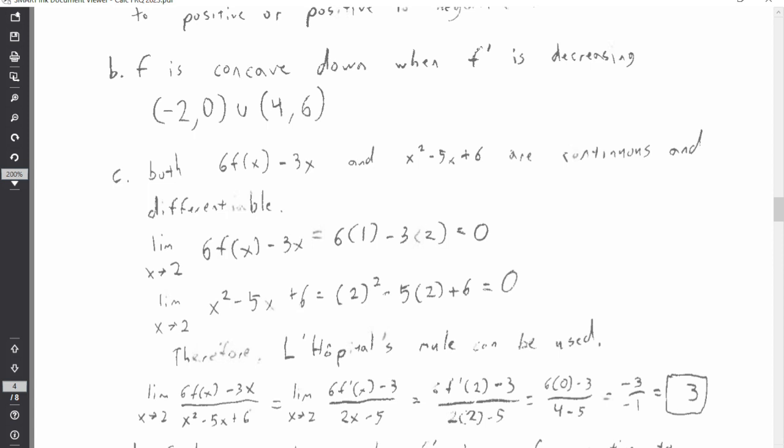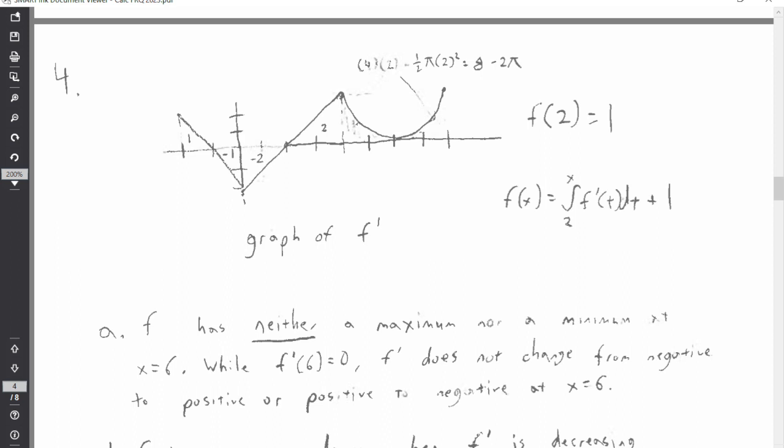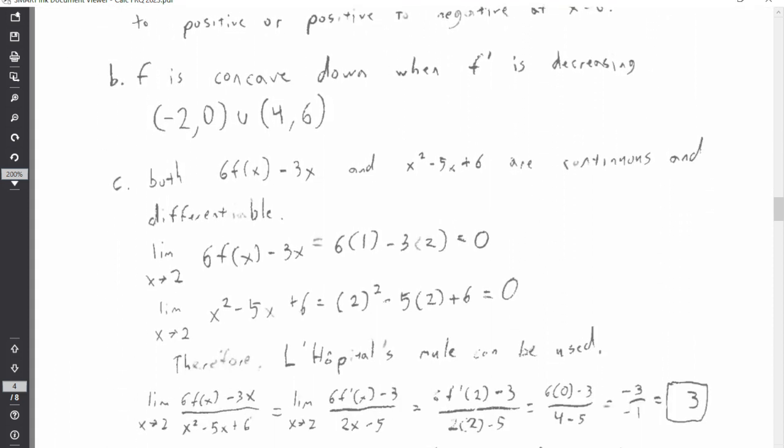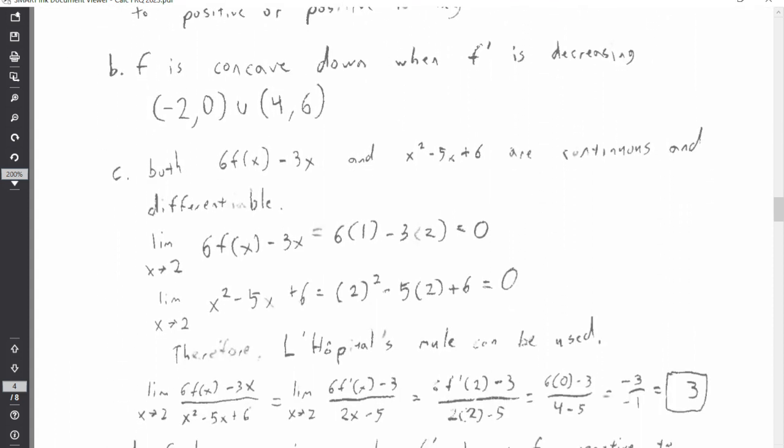So let's plug in 2. F prime of 2, well, here's f prime. So f prime of 2 is right here, it's 0. And then we're just plugging into everywhere else, and we get -3 on top, -1 on the bottom, which gives me a +3 in total.